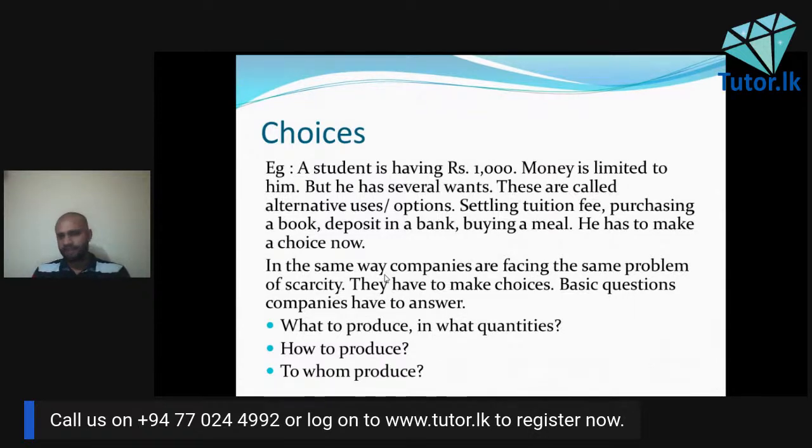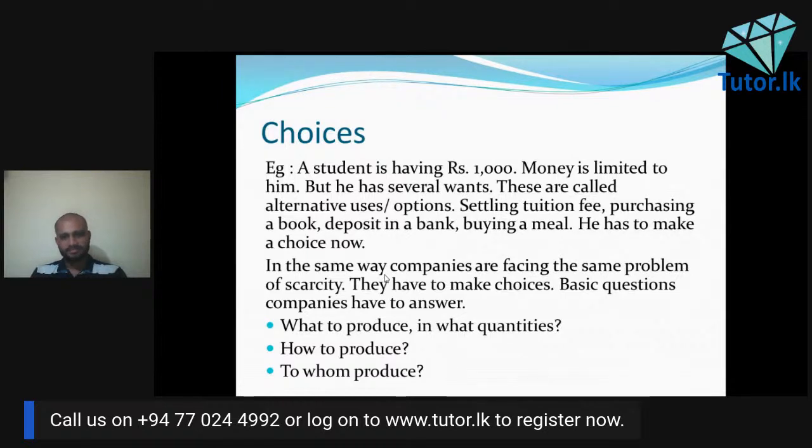In the same way, companies are facing the same problem of scarcity. So what is the problem of scarcity? The companies have limited resources. That means they have limited labor, limited land, limited capital, and limited entrepreneurship. But they will have unlimited wants. They need to produce product A, product B, product C. They want to go to this market, that market. So they will have a lot of alternatives and a lot of wants. They have to make choices. Why? They have limited resources.